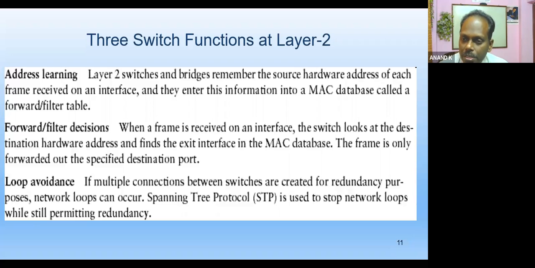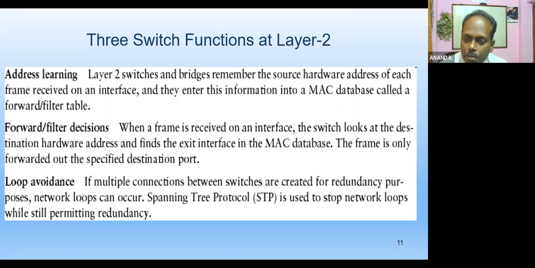To avoid the collisions, what we have done is keep an address learning, like the way you have a register of all the members in the classroom. Only those members are allowed, and those members are allowed to speak. So here also, the same thing: address learning is the first important feature in the switch.